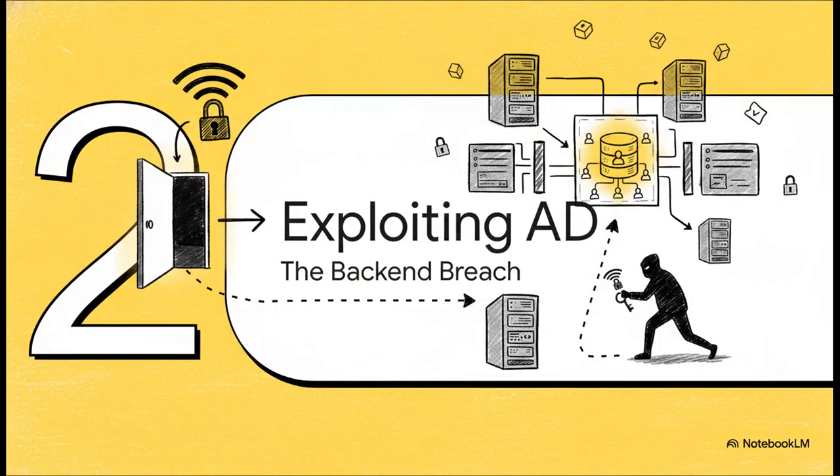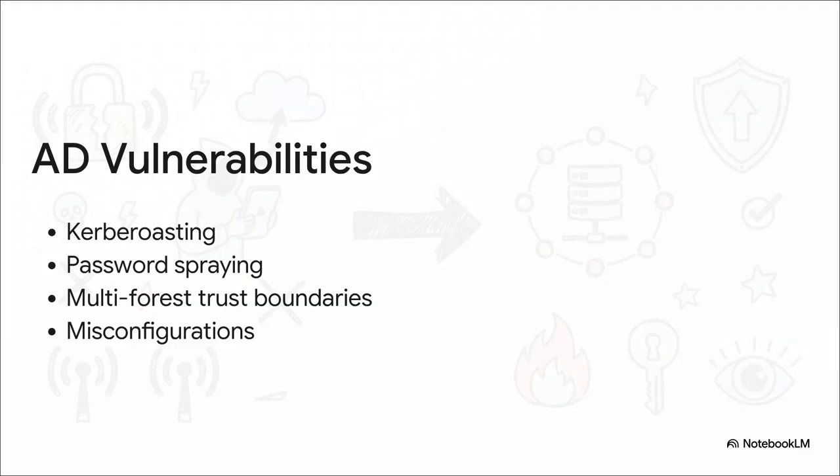Moving right along to Section 2, exploiting Active Directory. This is the back-end breach. So, the attacker has your wireless credentials. Bad news, for sure. But honestly, that's just the key to the front door. The real prize for these guys is the back end. They are going after the Active Directory, which is essentially the identity manager for the entire organization.